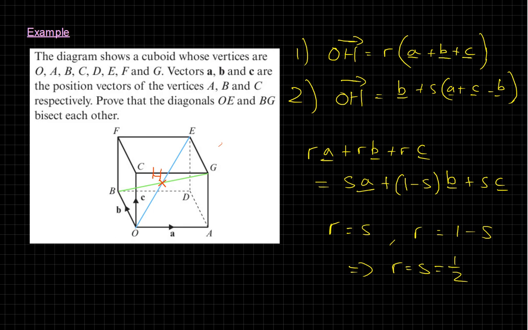Okay, it's quite a beautiful little proof, actually. And then that's it. If you go back to how you then originally defined OH, it was r lots of O to E, where r is a half. So you've clearly shown it's halfway along. And it's the same for the other case, for BG. We've shown that it's halfway along. Okay, that's it, done.